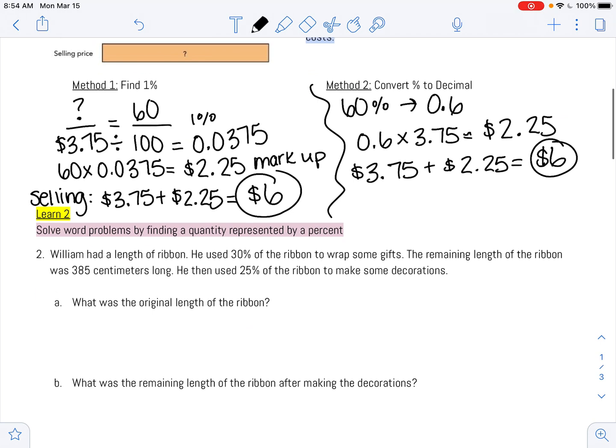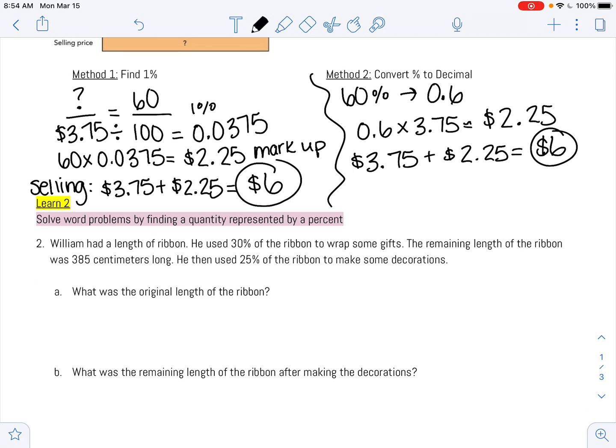Moving on to number two, being able to solve word problems by finding a quantity represented by a percent. So William had a length of a ribbon. He used 30% of the ribbon to wrap gifts. The remaining length of the ribbon was 385 centimeters long. He then used 25% of the ribbon to make decorations. So our job in part A is to find the original length of the ribbon.